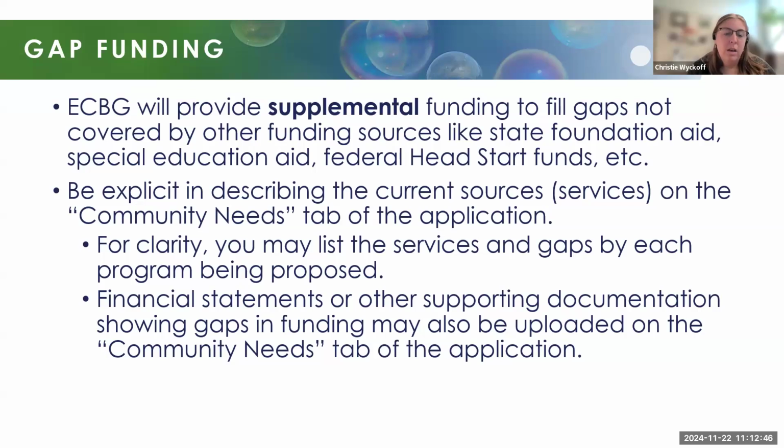ECBG funds are provided for supplemental funding to fill gaps not covered by other funding sources like state foundation aid, special education aid, federal Head Start funds, etc. So we ask that you be explicit in describing the current sources and services on the community needs tab of the application. You may list the services and gaps by each program being proposed if it helps clarify. And you can also upload financial statements or other supporting documentation showing the gaps in the funding on that community needs tab of the application.